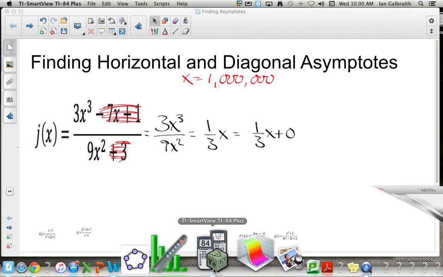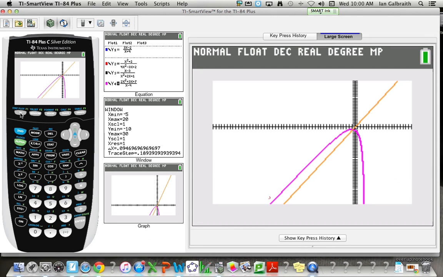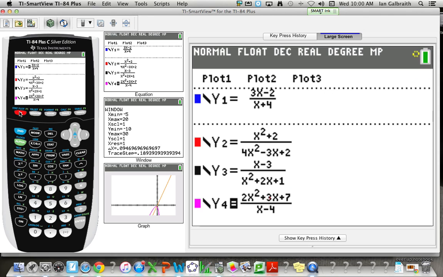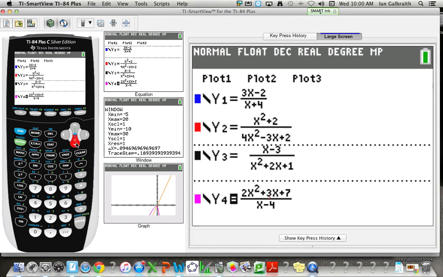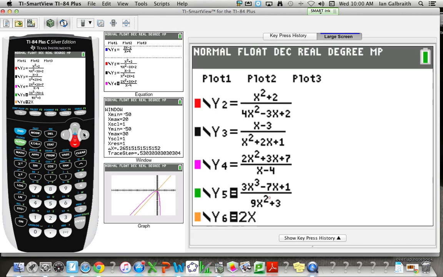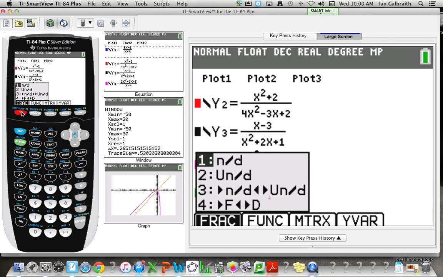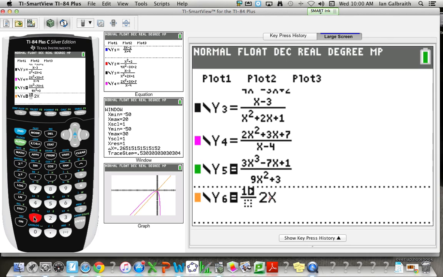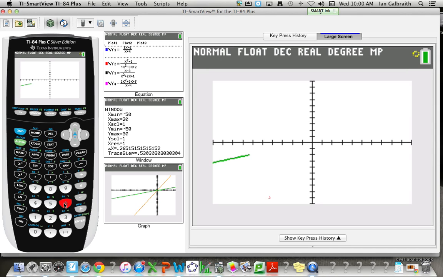We can return one more time to the calculator, go to our y equals menu, and as we go down here, turn that one off, turn that one on. Our asymptote now is 1/3 x. And we'll go back to a standard viewing window. Here comes our green function. Interesting looking function, and the asymptote going right through there. And yes, it appears to be the right mix.